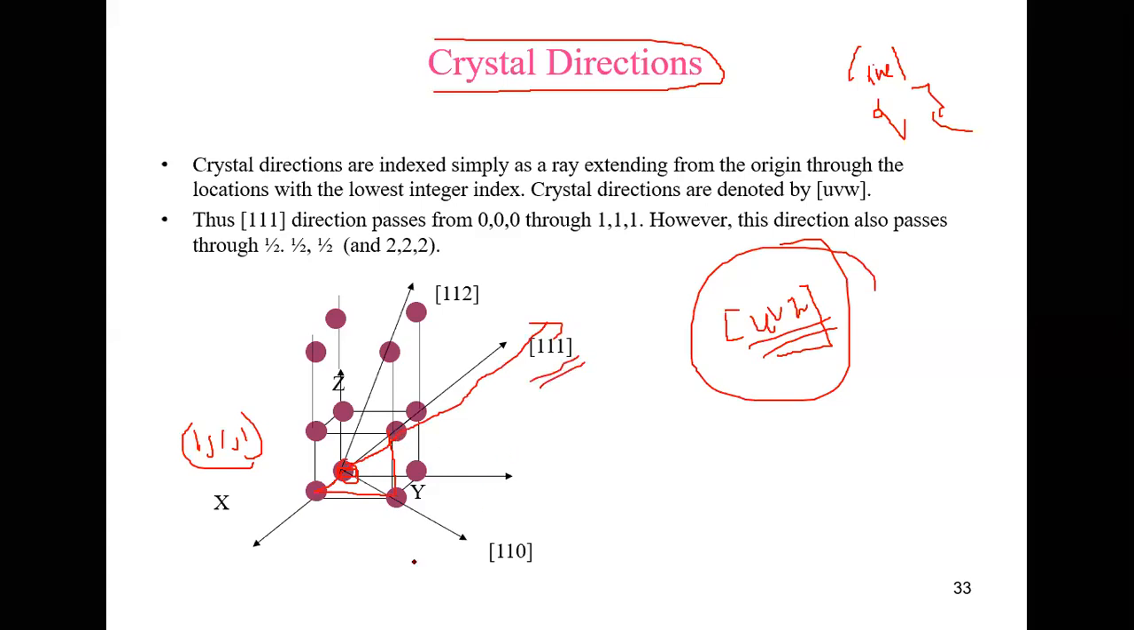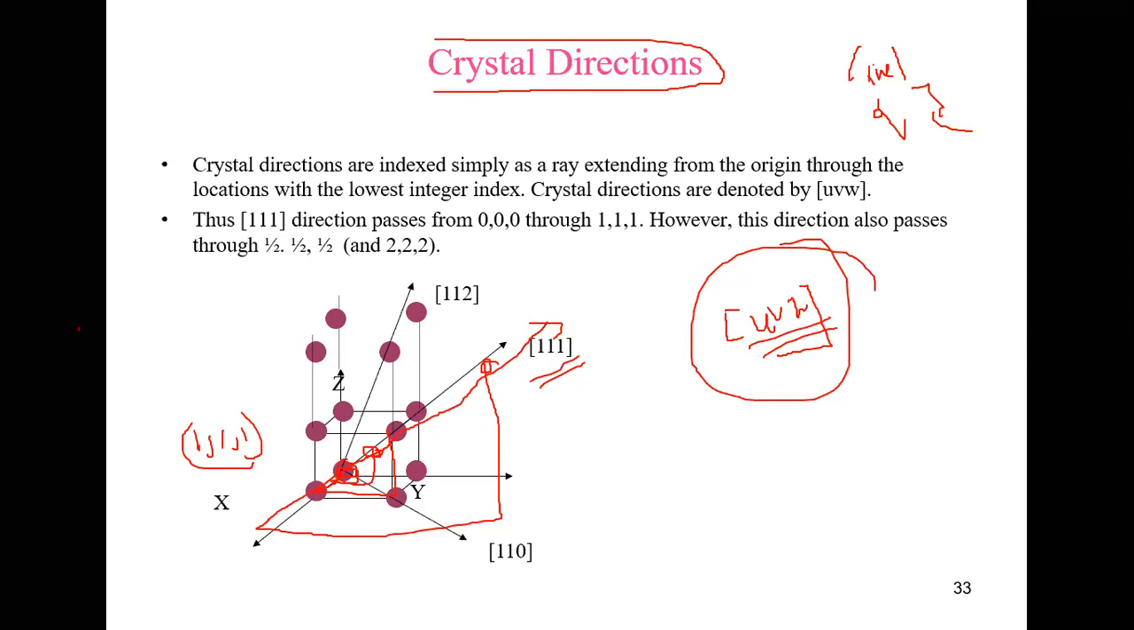Now why is this the [111] direction? If you draw half, half, half, this line will also pass through that point. And if you draw 2, 2, 2, this line will also pass through the 2, 2, 2 point. So this line passes through the 1, 1, 1 point, the half, half, half point, the 2, 2, 2 point, the 3, 3, 3 point. But we are not calling it the half, half, half direction or the 2, 2, 2 direction. We are calling it the [111] direction. Why?